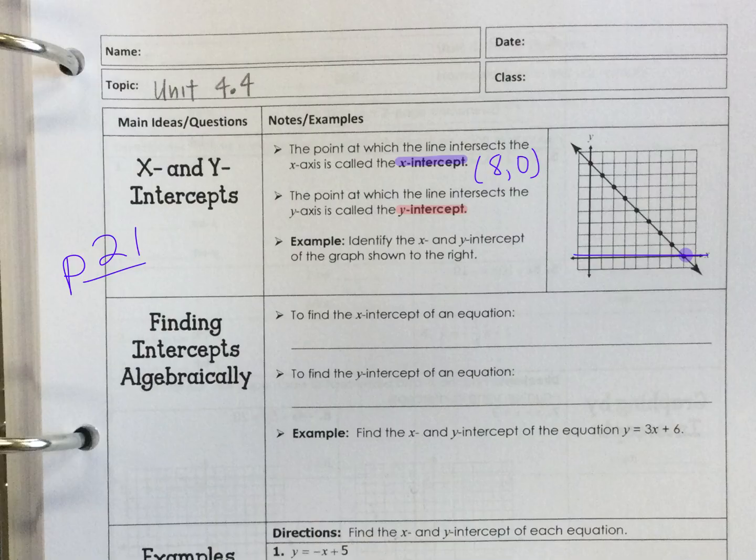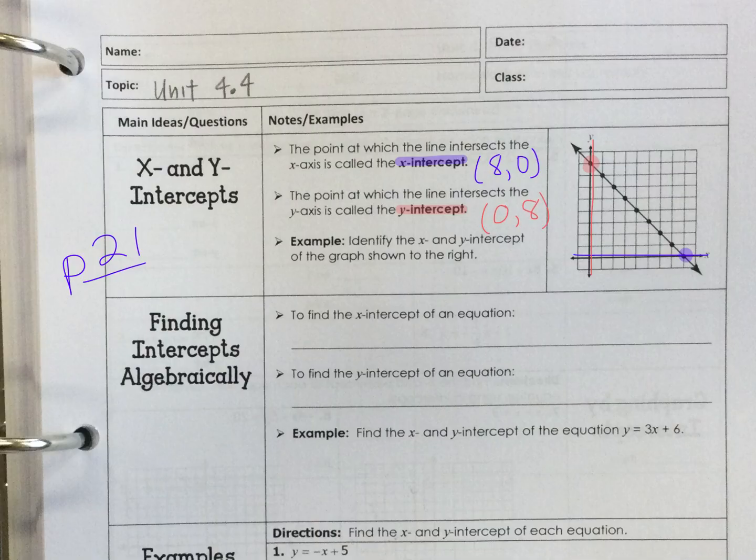Okay, the y-intercept is where the point intersects on the y line. So this is our y line. This is where the point intersects that line. So that means that our y-intercept is 0, 8.